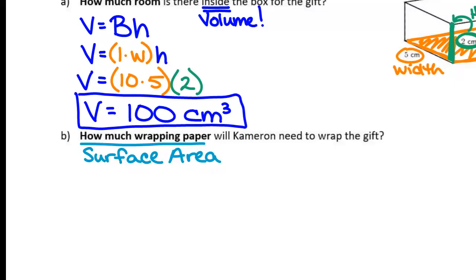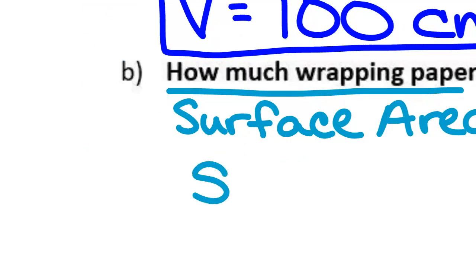All right. So we want the entire surface area because we're going to cover the whole box. Lateral area, I would not be covering the whole thing. How do we find the surface area for a prism?